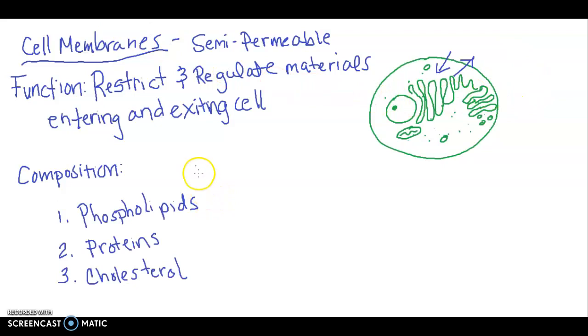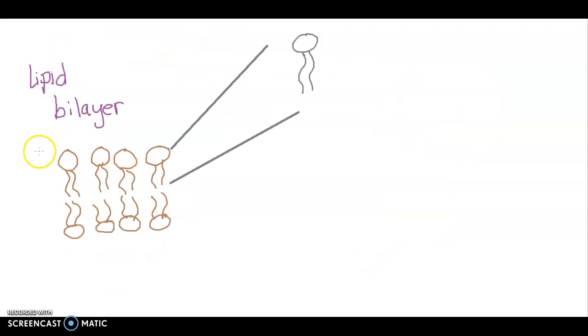Cell membranes include three major components: phospholipids, proteins, and cholesterol. So let's magnify the surface of the cell and take a look at these structures in a little bit more detail. Phospholipids in the cell membrane are oriented into what's called a bilayer. From the prefix here, you should know that this is two layers of phospholipids.